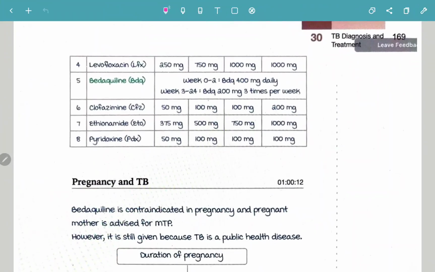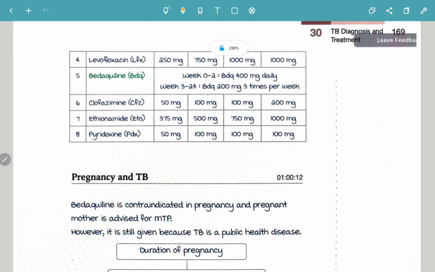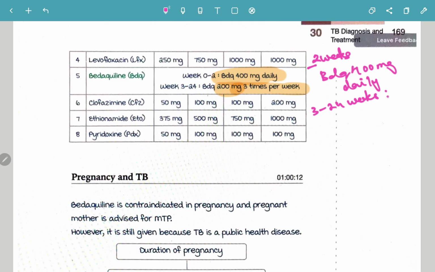So week 0 to 2 weeks, bedaquiline 400 milligram is given daily. And from 3 to 24 weeks, bedaquiline 200 milligram 3 times per week is given. Very important. So in the first 2 weeks, how are we giving bedaquiline? Bedaquiline is given 400 milligram daily, whereas in the next 3 to 24 weeks, bedaquiline is given 200 milligram just 3 times per week.